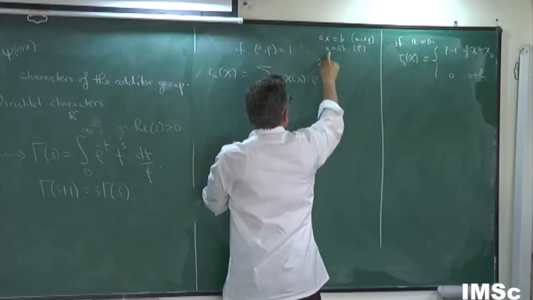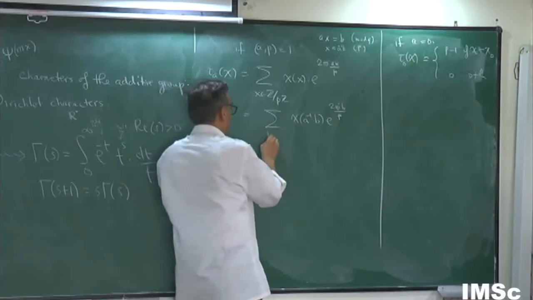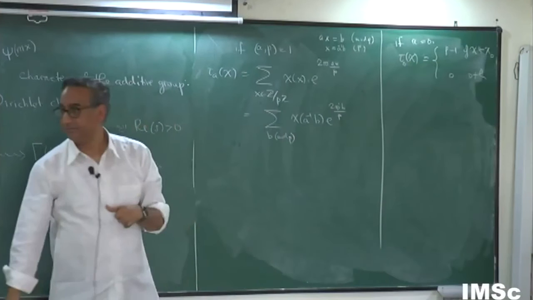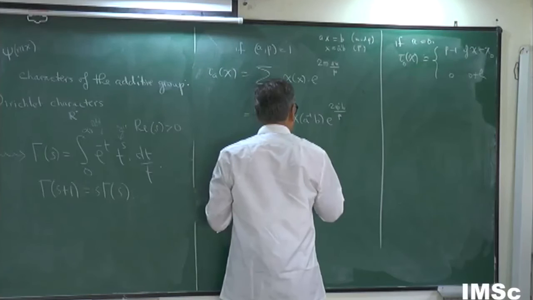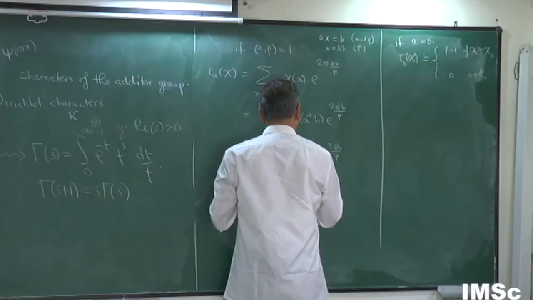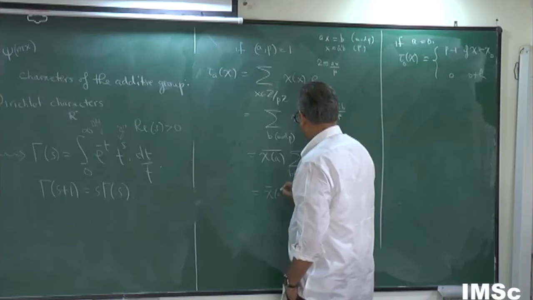So you have chi of x, which is now chi of a inverse b, e to the 2 pi i b over p. And as x is running, so is b, so b mod p. Now, chi is a multiplicative homomorphism, so chi of a inverse is chi bar of a. So this is just simply chi bar of a times the sum of chi of b e to the 2 pi i b over p. Fair enough? In other words, tau sub a of chi is the same as chi bar of a times tau sub 1 of chi.